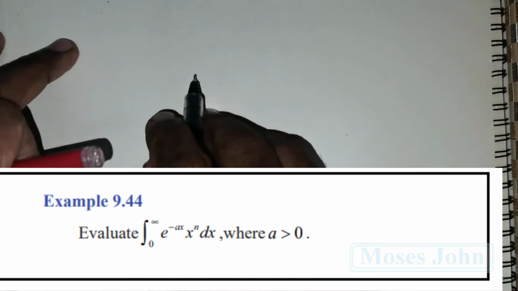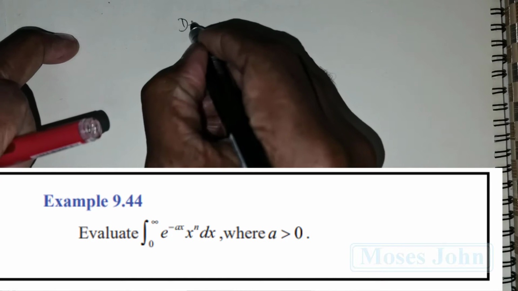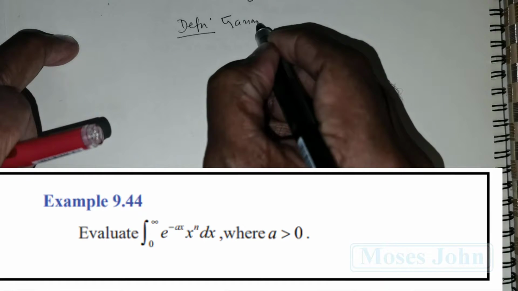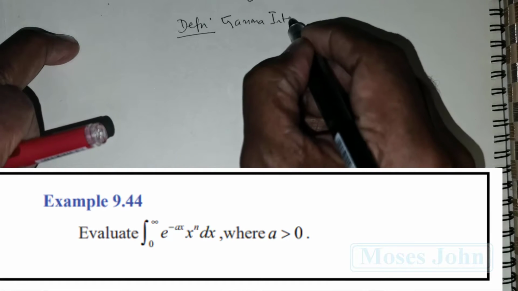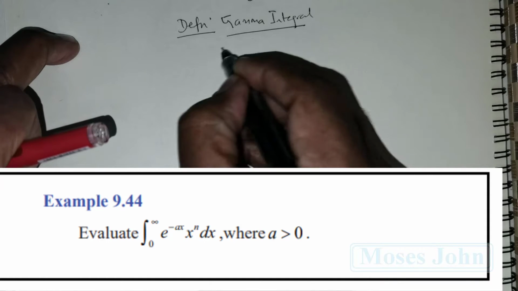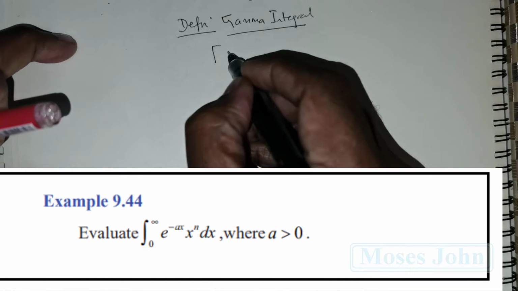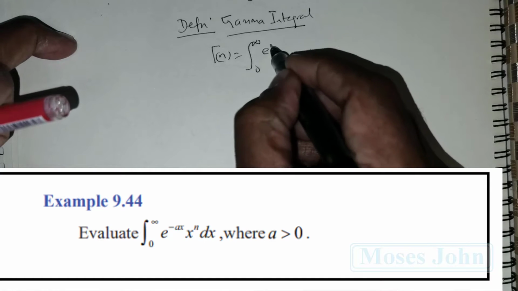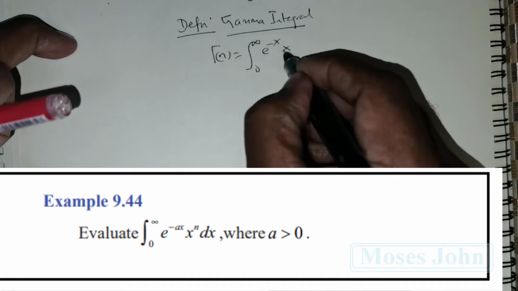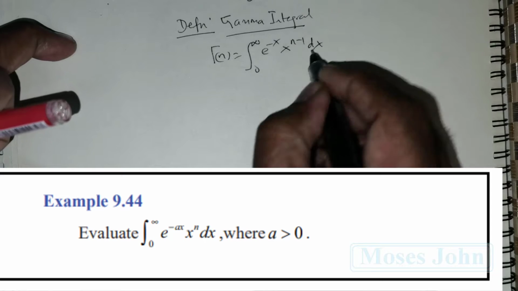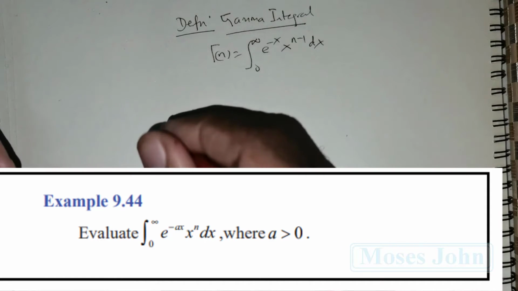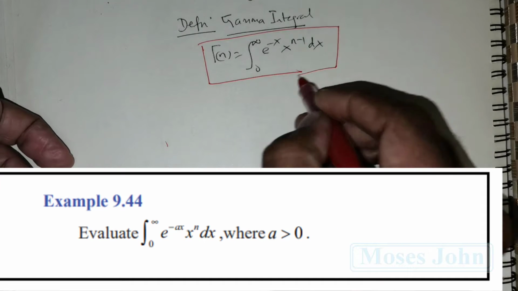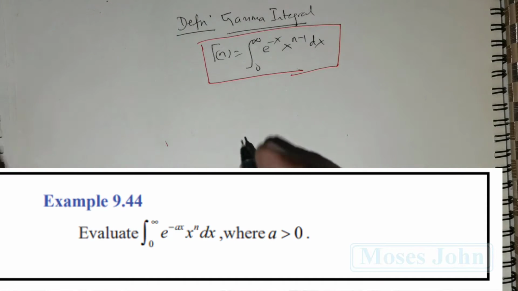Students, in this class we will study the definition of the gamma integral. Gamma of n is equal to the integral from 0 to infinity of e raised to the power negative x times x to the power n minus 1 times dx. This is a very important definition which you have to know when it comes to the gamma integral.